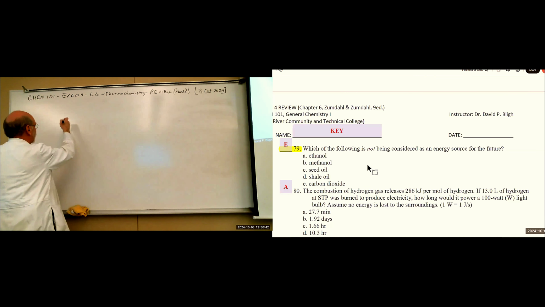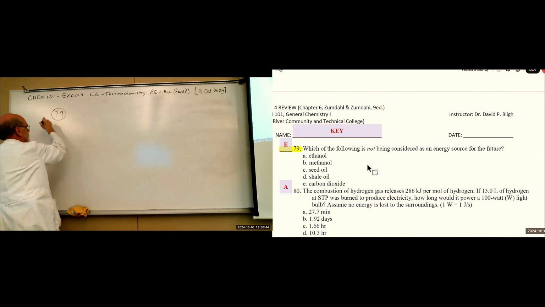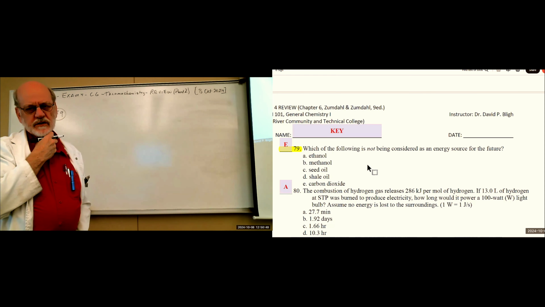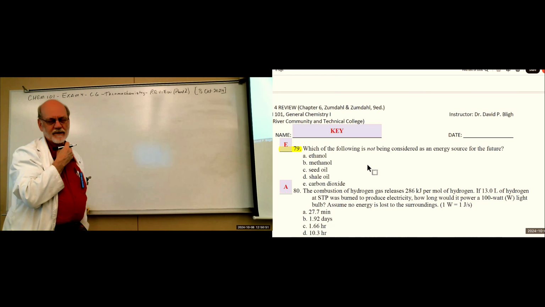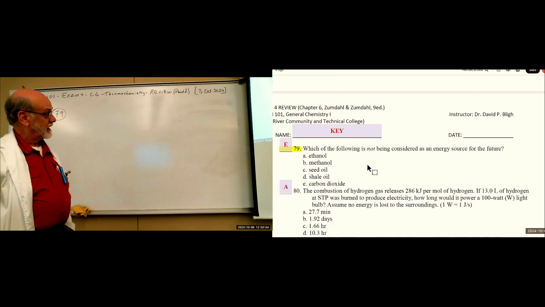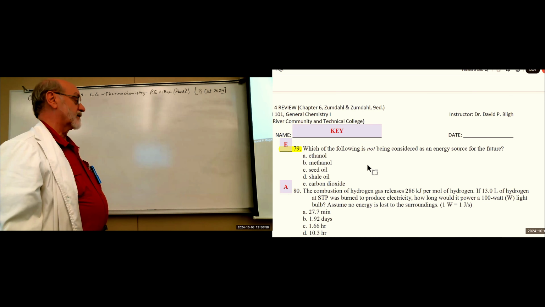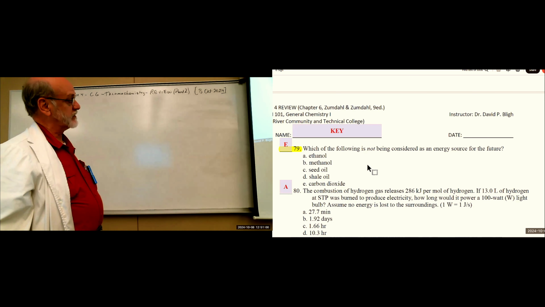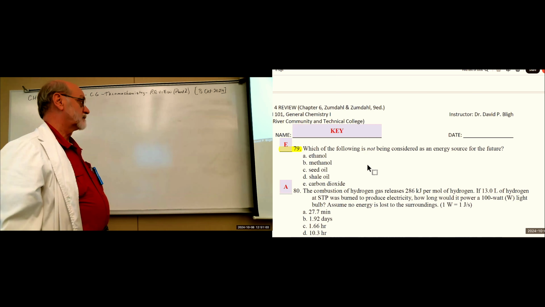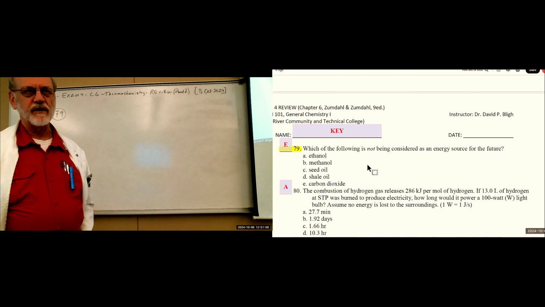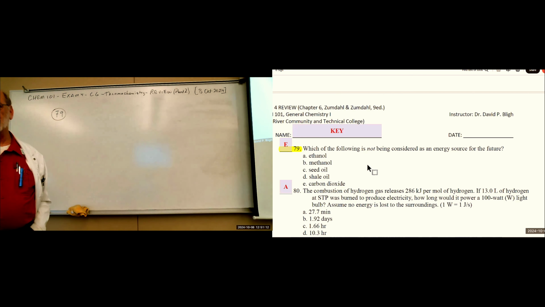79. Which of the following is not being considered as an energy source for the future? Okay. Well, ethanol is already here. Methanol in some applications is here. Seed oil, yeah, they're all considered energy sources. Shale oil. Carbon dioxide can't be a fuel. Carbon dioxide is a product of combustion.